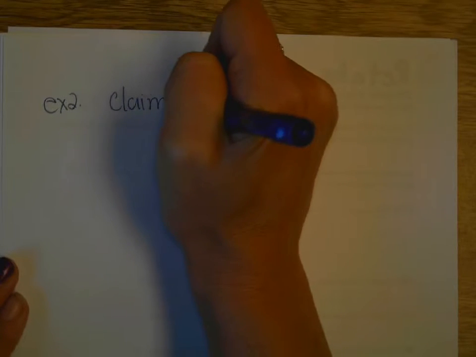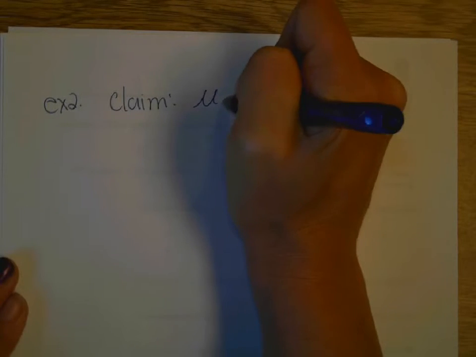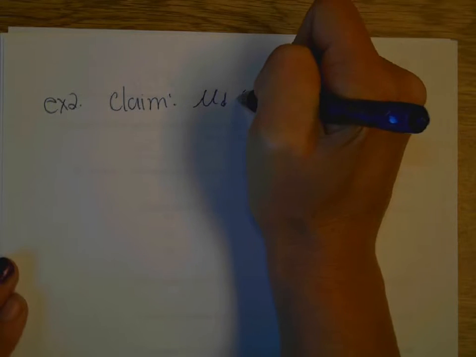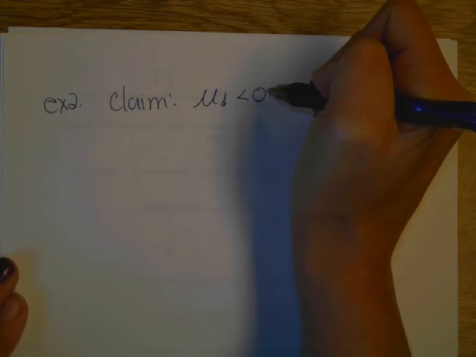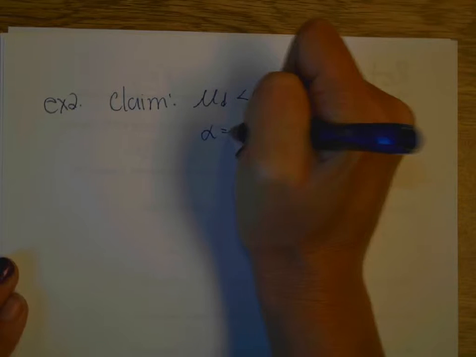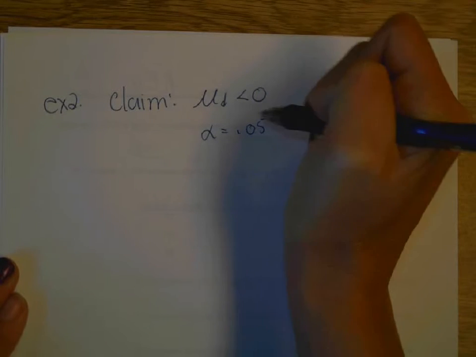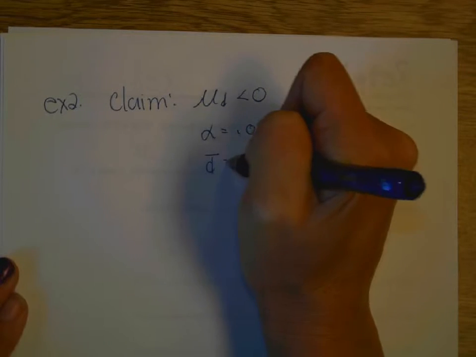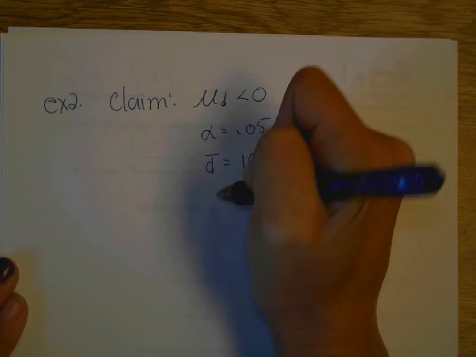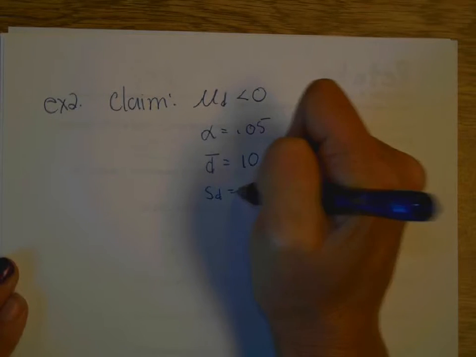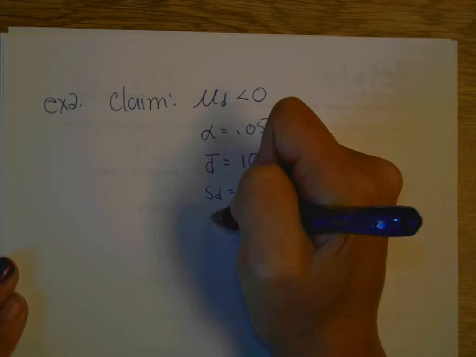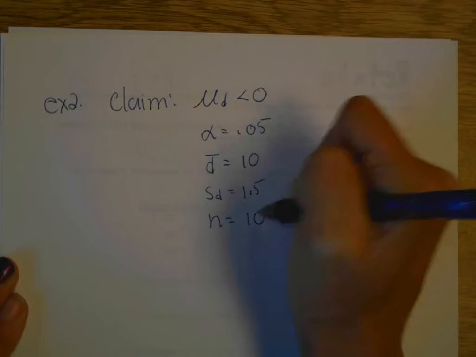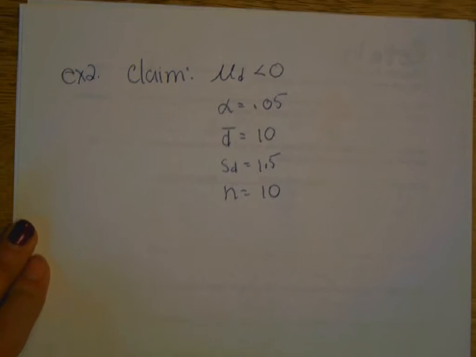Let me go. Claim: the average difference less than 0. Alpha is 0.05. D bar is 10. SD is 1.5. N equals 10. Test the claim.